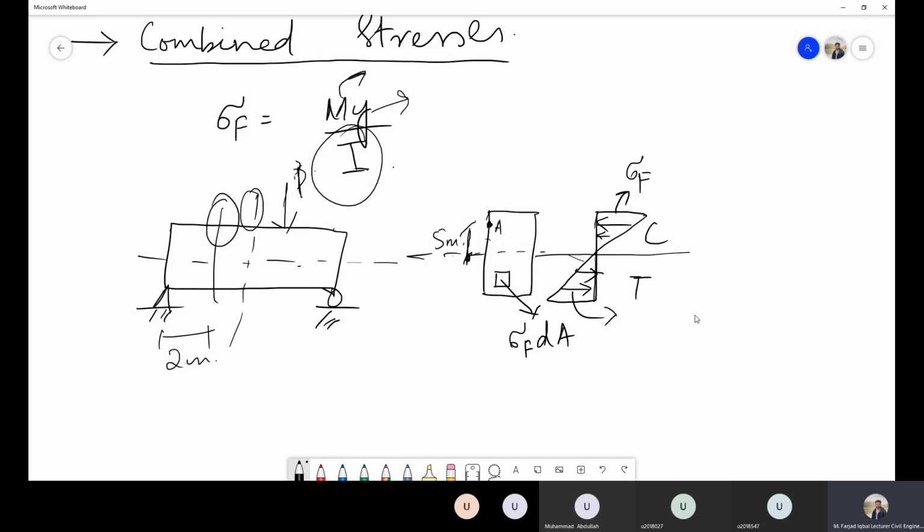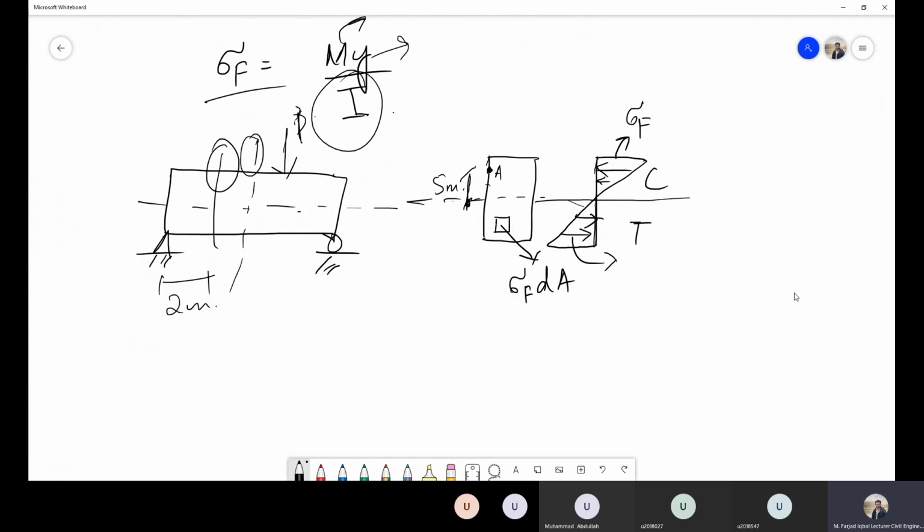So this is just a brief review of application of this flexural formula. You will substitute all the values and you will get the flexural stresses. One thing is that these flexural stresses are normal to the cross section. And similarly, let's suppose on the same beam we have a normal load that is acting on this beam.